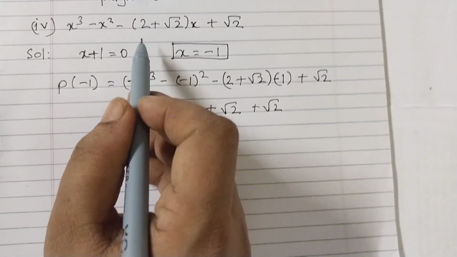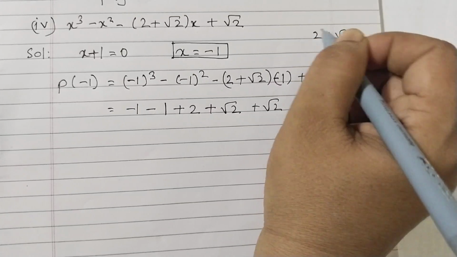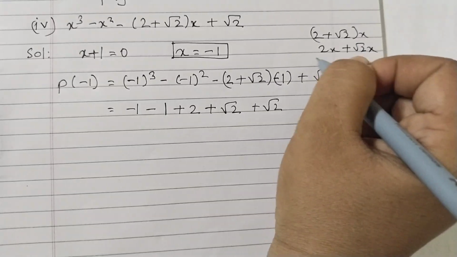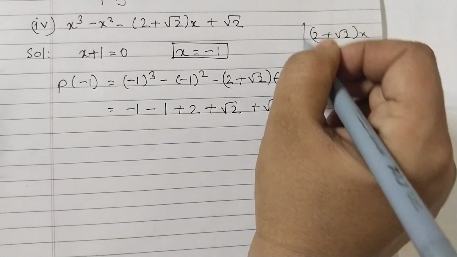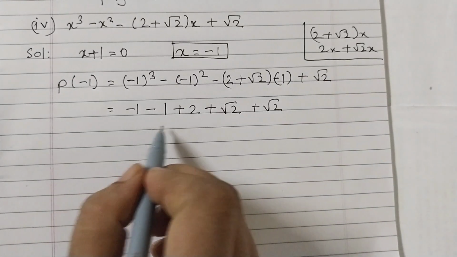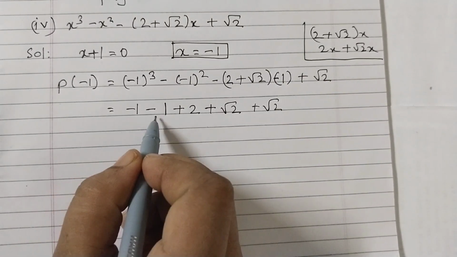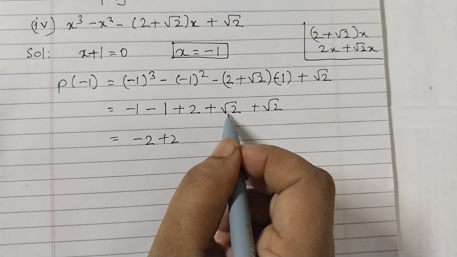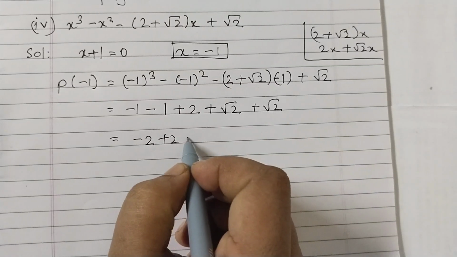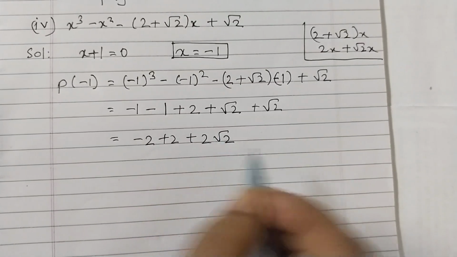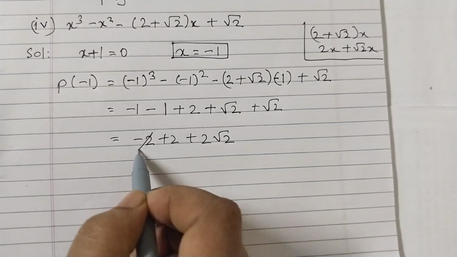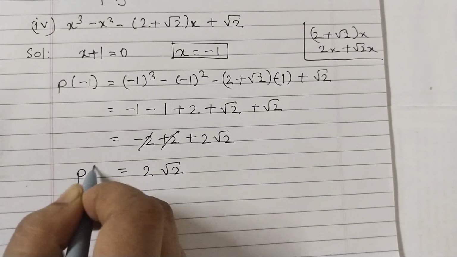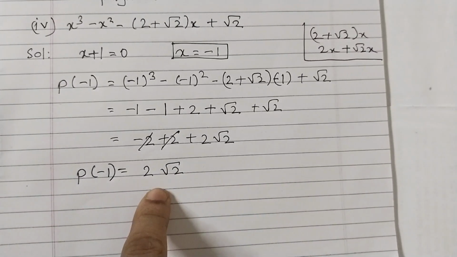If you want, you can simplify this before you do this. Like you can open up the bracket, 2 plus root 2 times x. You can write it as 2x plus root 2 x and then you can do it. That is also fine. So now we will continue with this. Minus 1 is minus 2 plus 2 root 2, one time root 2, two times. So that means 2 root 2. Minus 2 plus 2 cancels out. We would get 2 root 2. So P of minus 1 is 2 root 2.